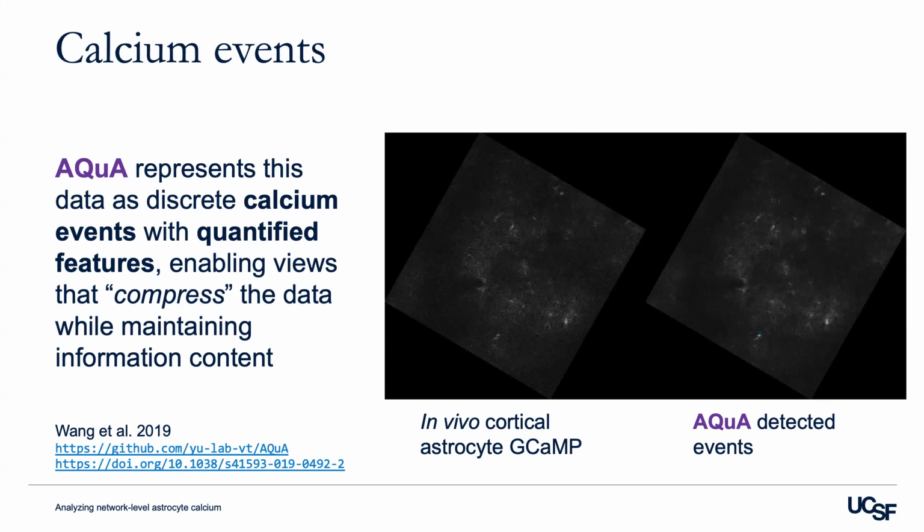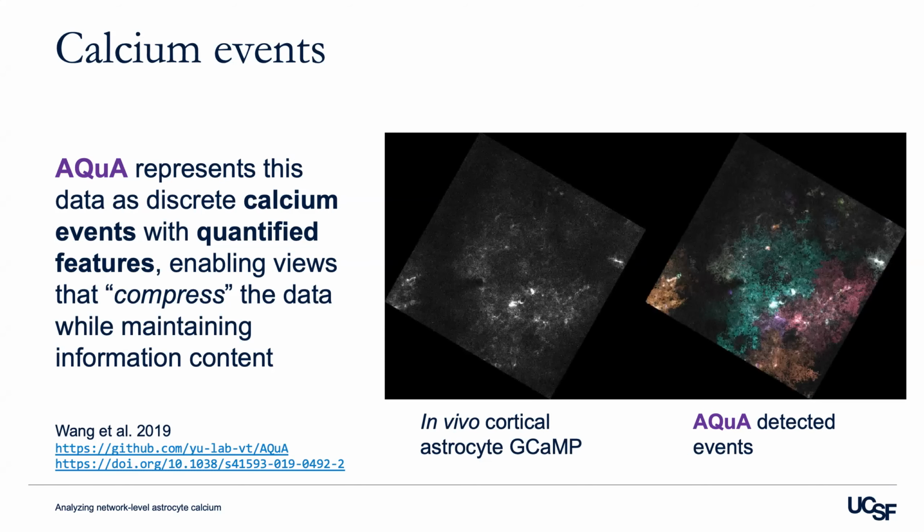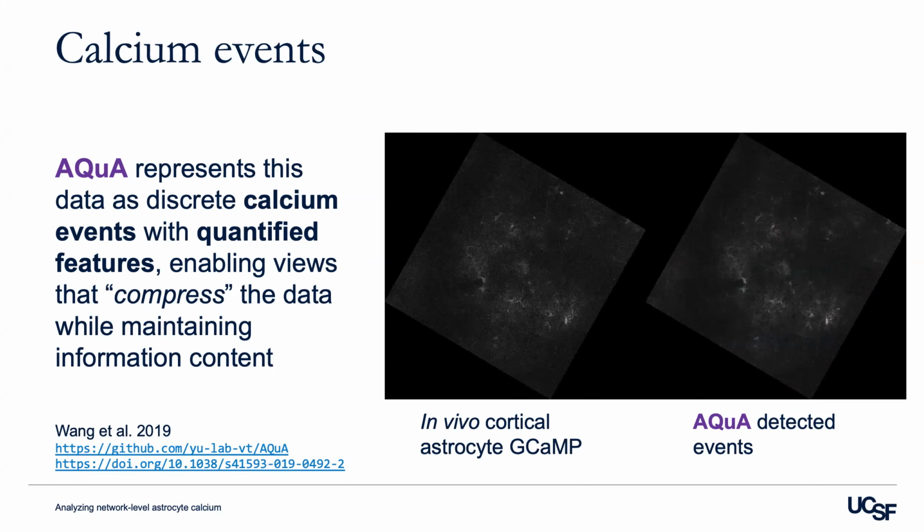And what this enables is the ability to view the astrocyte data through different lenses that compress various features of the large high-dimensional raw imaging data set into these views that maintain important information content about the underlying dynamics. So here in this video, we see the same video from the previous slide, but now superimposed on the right, we see the AQuA segmented events with the colored overlays.